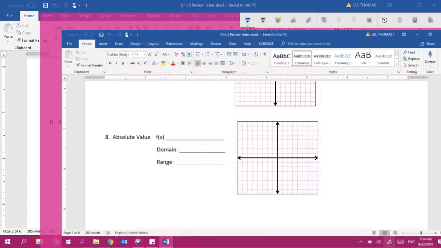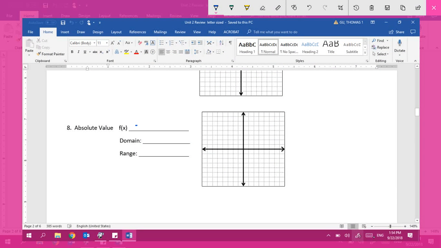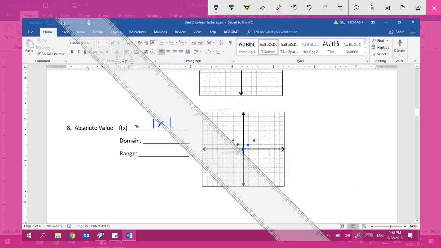And finally we've got absolute value, what we've been working with a lot. So the basic parent function, f of x equals absolute value of x. We know our points are -2, 2, -1, 1, 0, 0, 1, 1, 2, 2. And it makes a V shape like this.